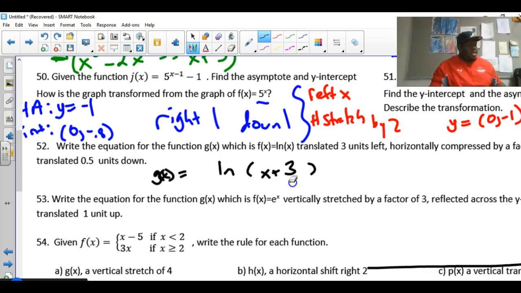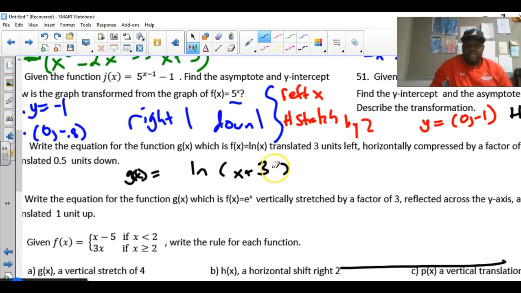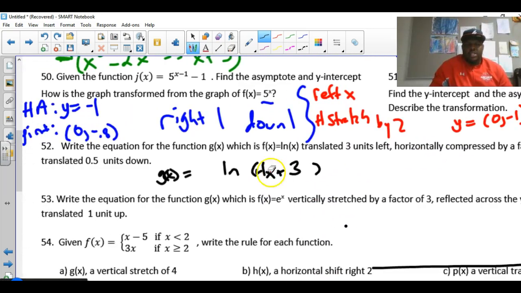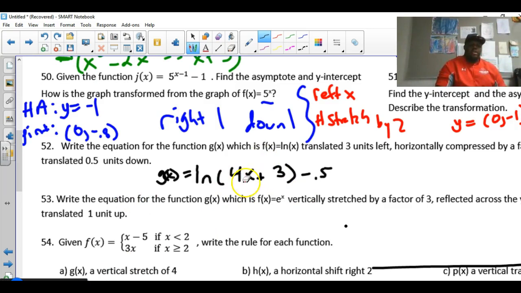Alright, and then horizontally compressed by a factor of 1/4 means I'm going to put 4 right here. Remember, you do the reciprocal. So 4x plus 3. Left 3, horizontally compressed by 1/4. And then translated half or 0.5 units down, so minus 0.5. Alright, here's our equation right here, guys. So there we go.